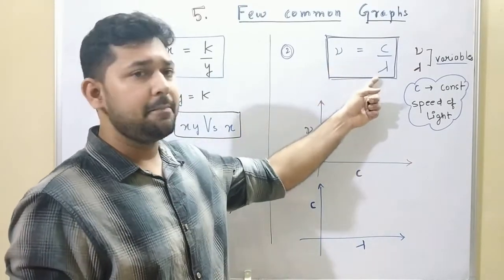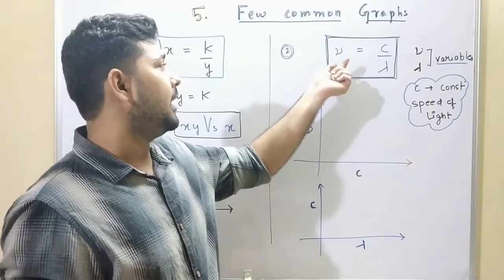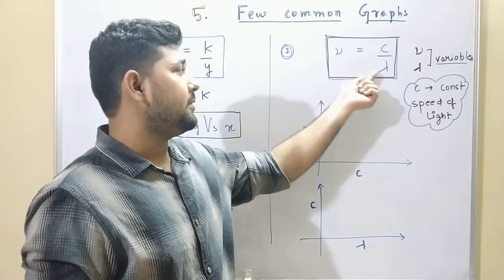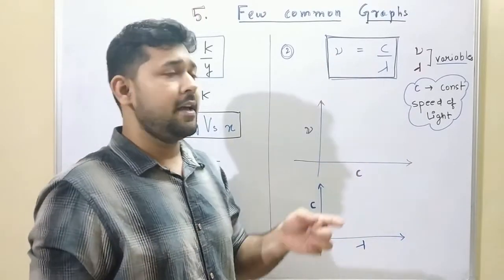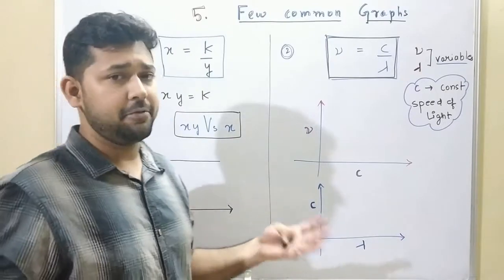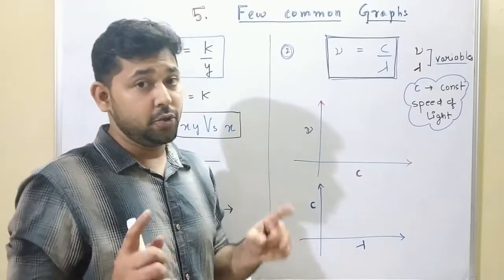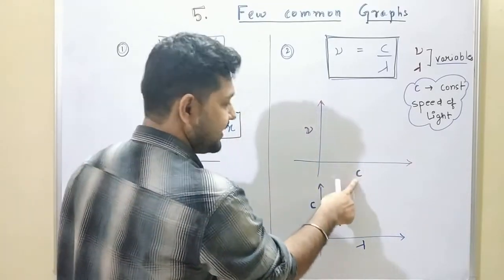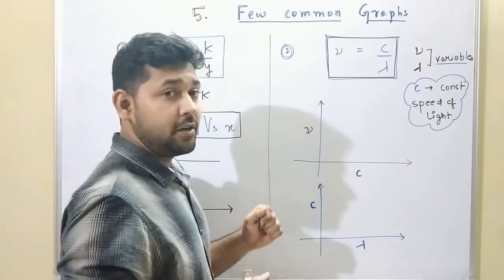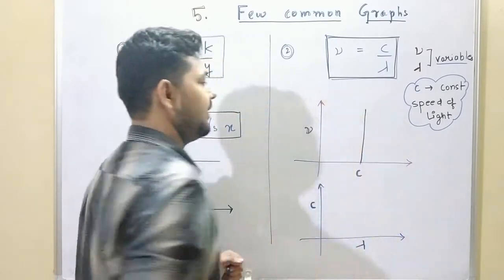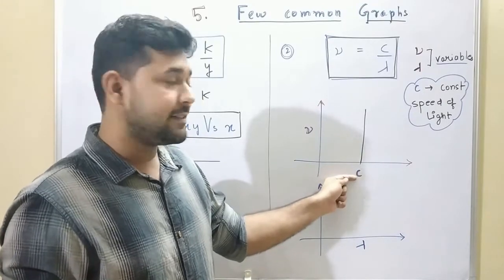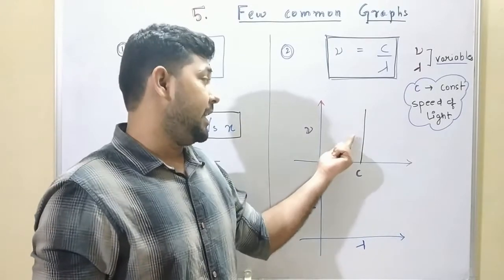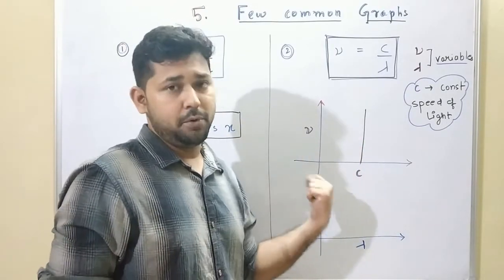Mu is equal to c by lambda. This is a very famous formula in physics and chemistry. Mu is the frequency, lambda is the wavelength, and c is the speed of light. Mu and wavelength are variables, and c is the speed of light, which is constant. So two graphs we have to draw: mu versus c, and you know c is the speed of light, which is not going to change. So what would be the graph? This is the graph. Here c is not changing, but mu is completely variable. The line is parallel to the mu axis.